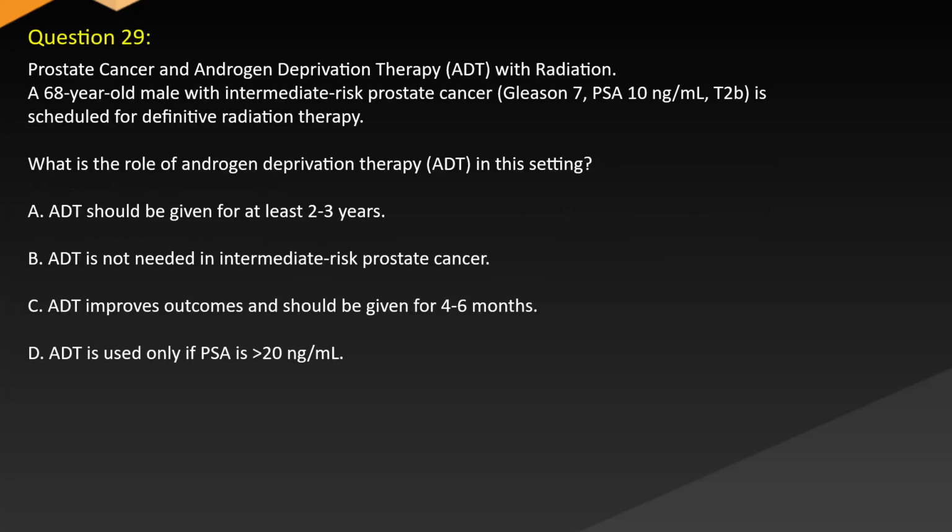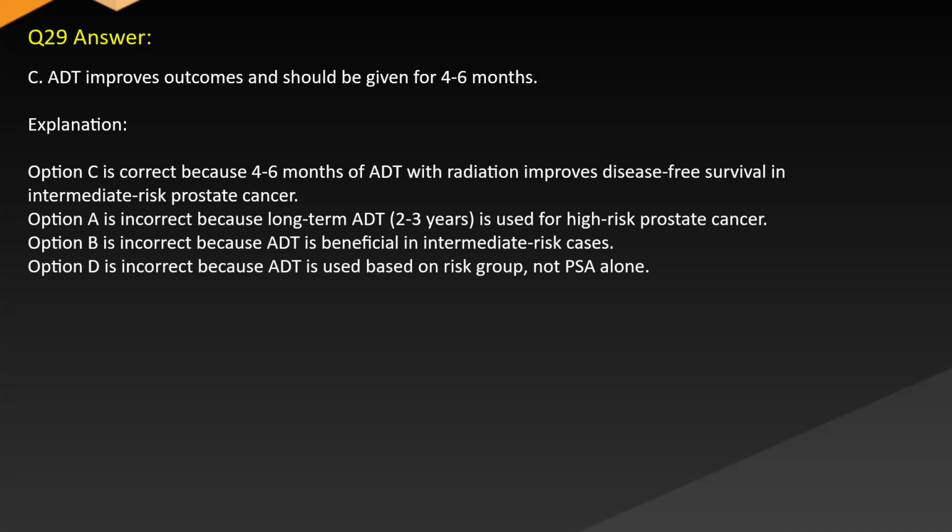Question 29. Prostate cancer and androgen deprivation therapy with radiation. A 68-year-old male with intermediate risk prostate cancer, Gleason 7, is scheduled for definitive radiation therapy. What is the role of androgen deprivation therapy in this setting? A. ADT should be given for at least 2-3 years. B. ADT is not needed in intermediate risk prostate cancer. C. ADT improves outcomes and should be given for 4-6 months. D. ADT is used only for PSA to prevent flare. Answer: C. ADT improves outcomes and should be given for 4-6 months.